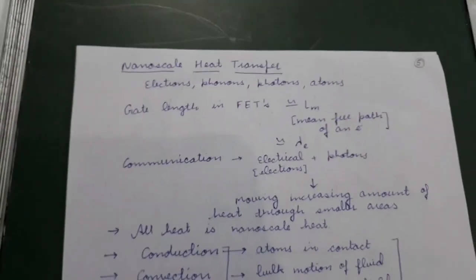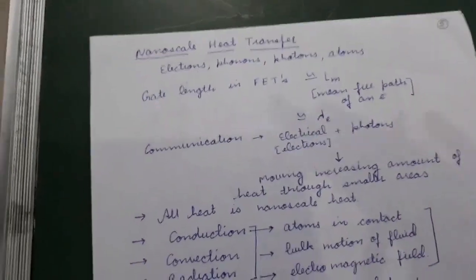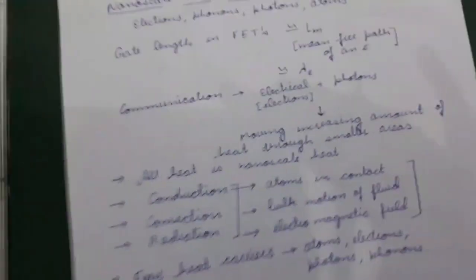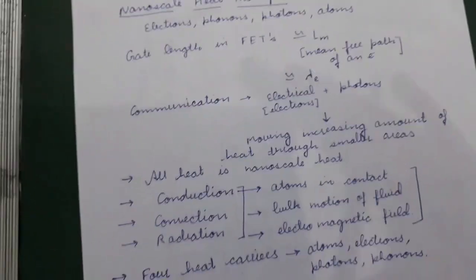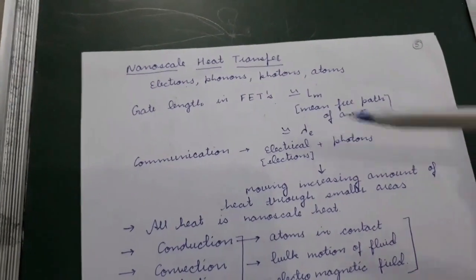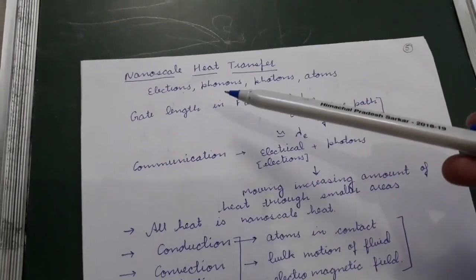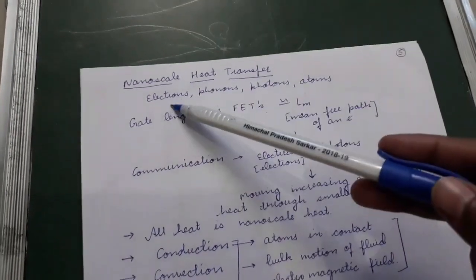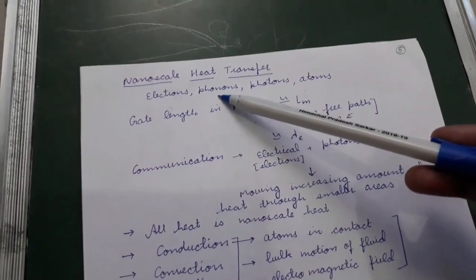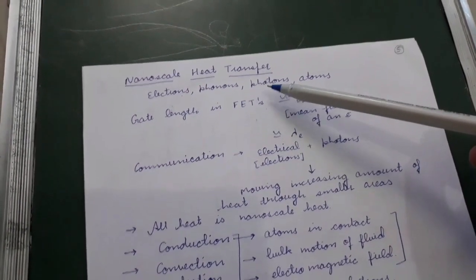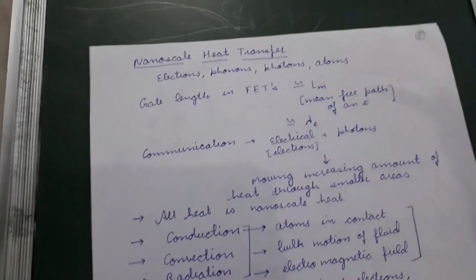Okay, so as we have been discussing, the carriers of heat in different materials are electrons, phonons, photons and atoms. So you see that in solid materials the carriers will be phonons, in conductors it will be electrons, in semiconductors it will be phonons, while if the heat transfer is taking place by radiation, it will be photons.